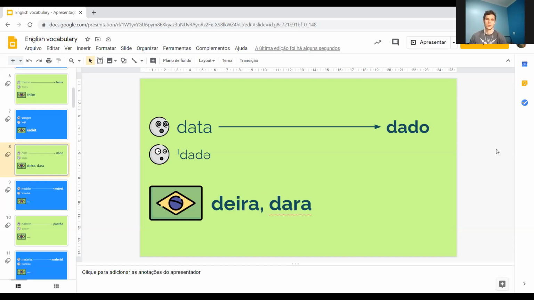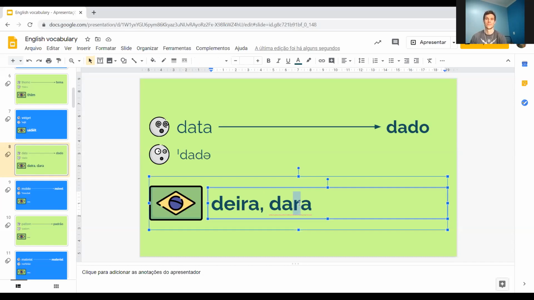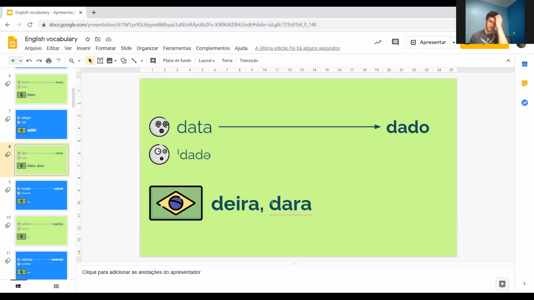It's also accepted. It's funny that you write the D sound as an R. Yeah, that's pretty much like an R. Okay, it's funny. How could you read this in Portuguese? Data, like mama data. Yeah, that's pretty much like.